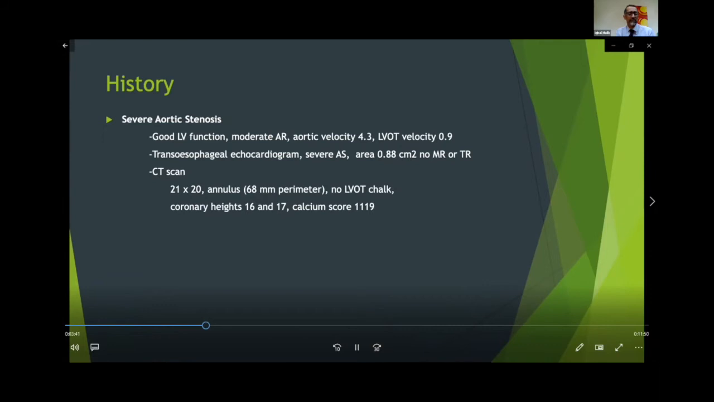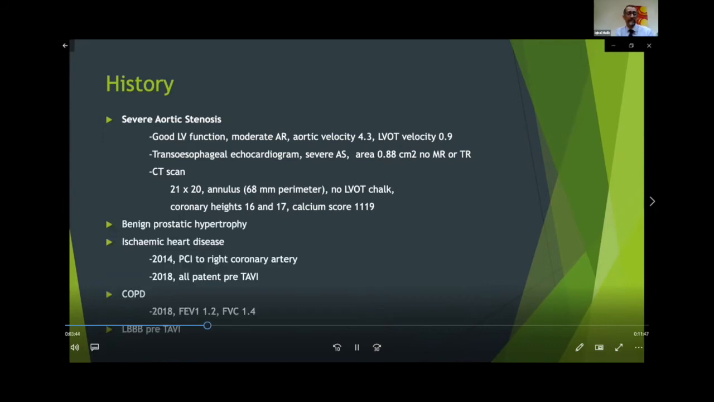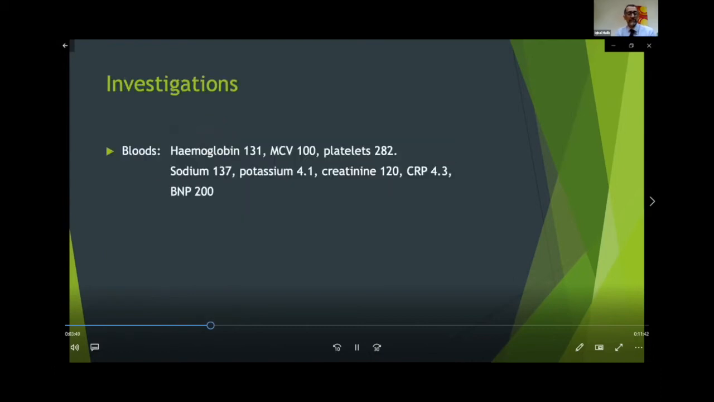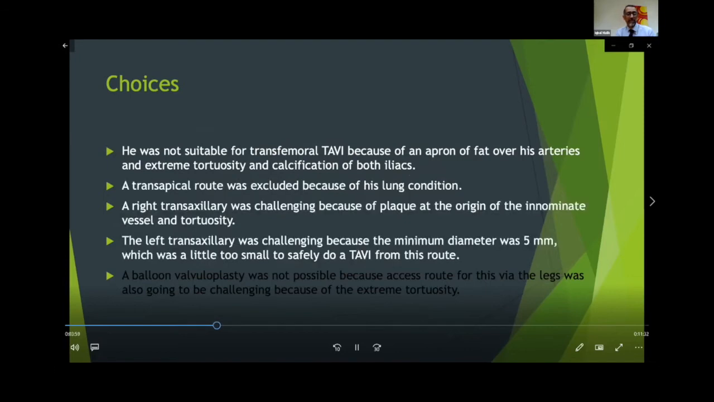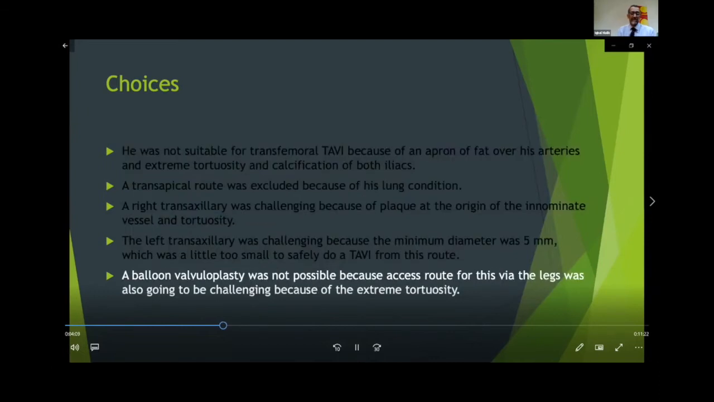So this gentleman in his 80s, good LV function, severe aortic stenosis, and with a CT scan showing he's very reasonable for TAVI from the top end, but terrible, terrible leg access. He's got a degree of renal impairment. So he's not transfemoral because of the fat, but also calcified tortuous iliac, lung disease not transapical, axillary, too small, too calcified, very high stroke risk. And the balloon valvuloplasty, the legs were so twisty that we thought we'd even have difficulty with getting a balloon up across there, as we found when we actually started to do the case.